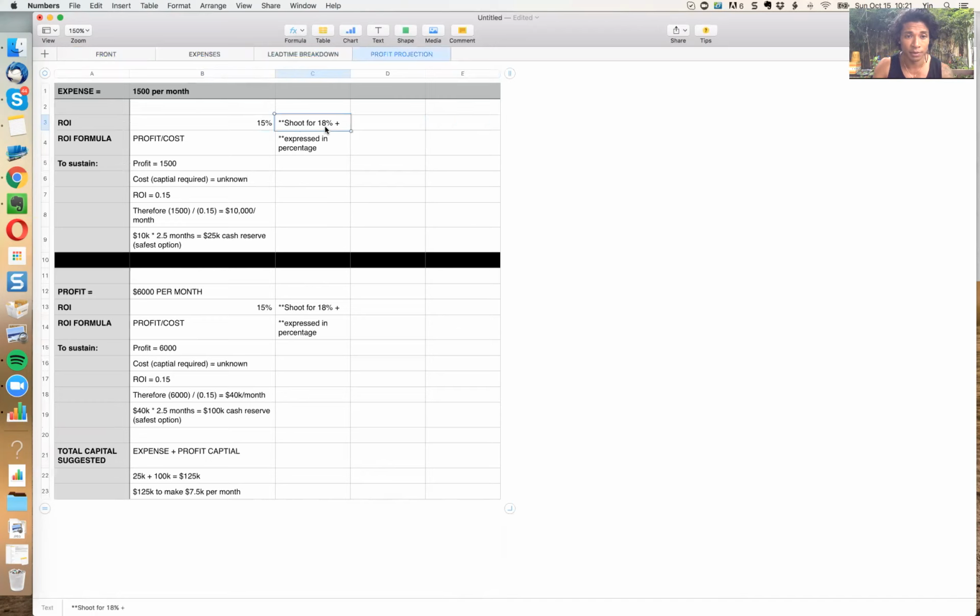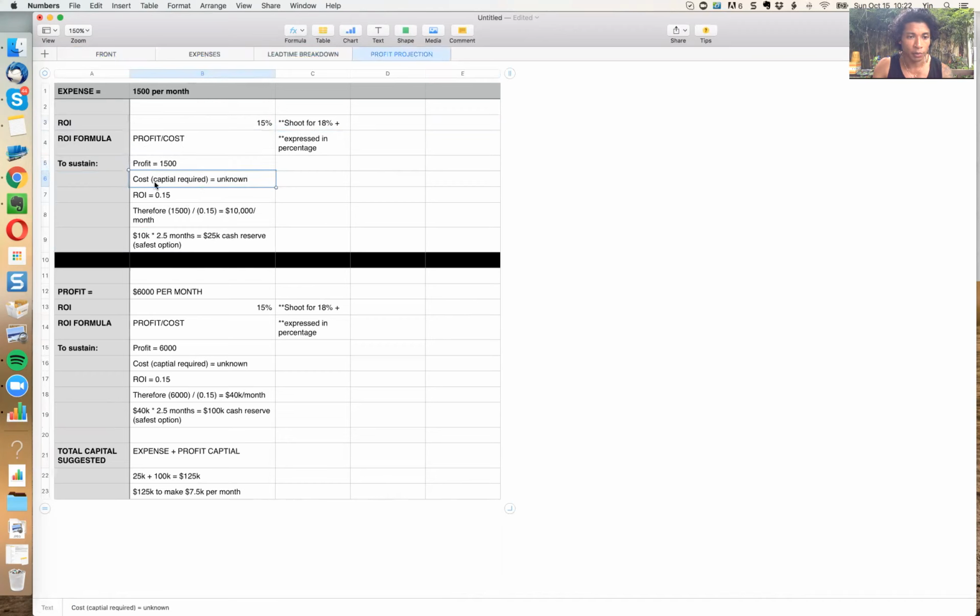You want to shoot for 18% plus, simply because that's where the sweet spot is. But again, I'm going to be conservative and say it's 15%. Now, the ROI formula is simply profit over cost, and it's expressed in percentages. So let's do a quick calculation right here. So we have profit, which is 1,500.